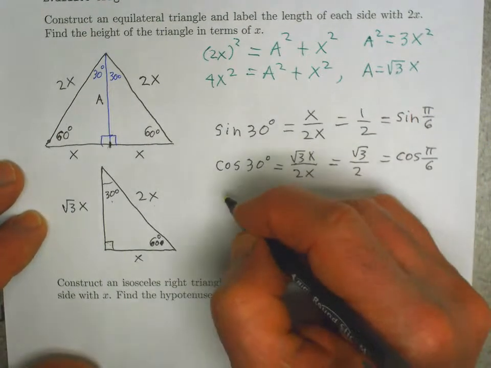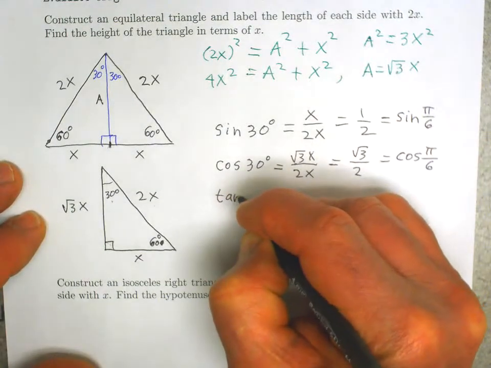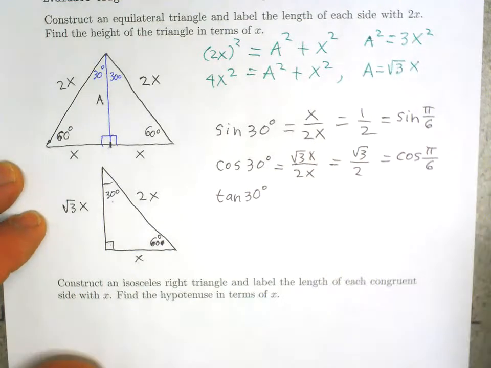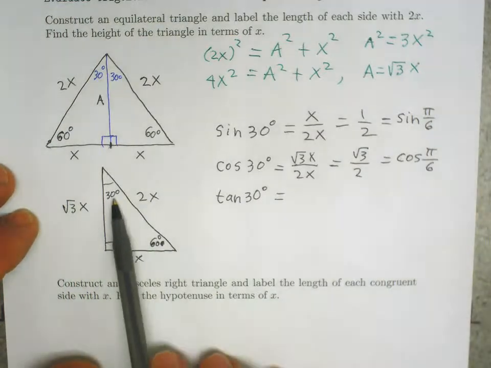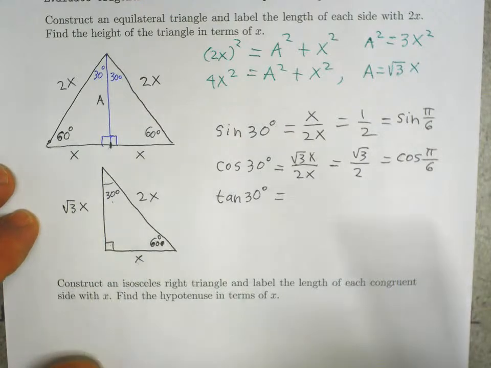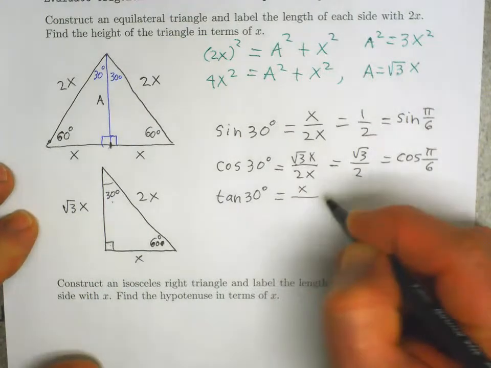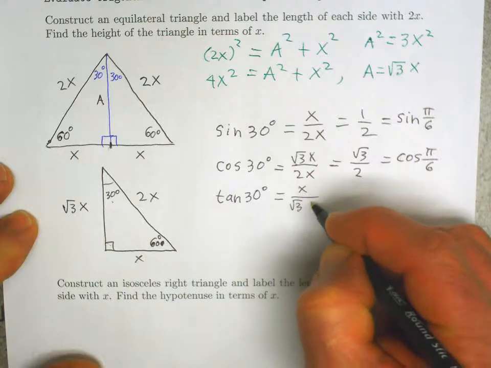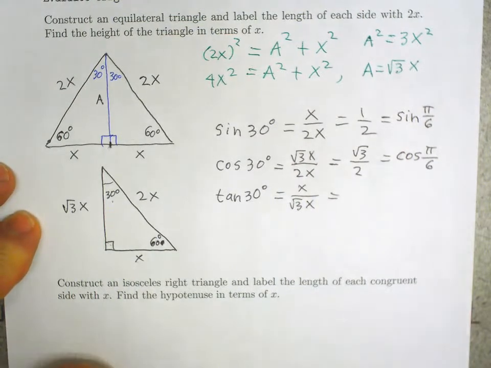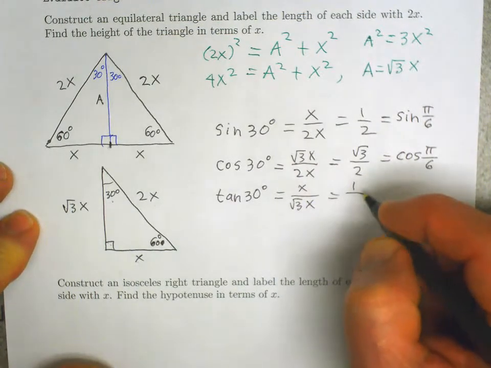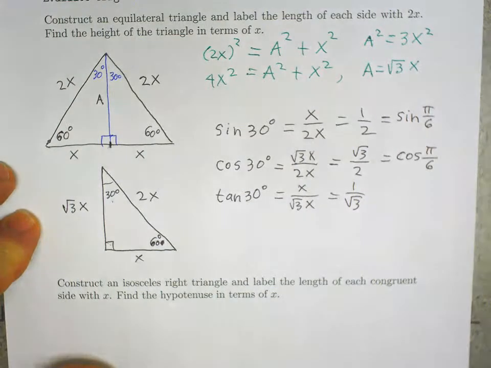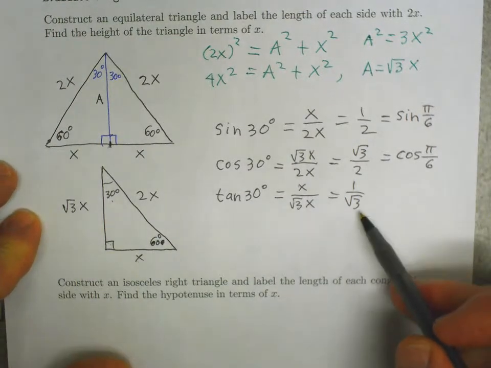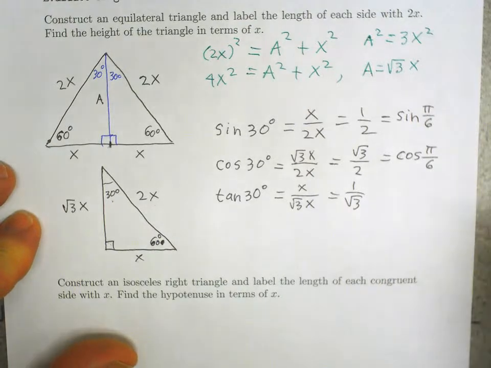Okay, well, what about tangent of 30? So tangent of 30 is opposite over adjacent. So this is x divided by the square root of 3 times x. The x is canceled, so we just get 1 divided by the square root of 3. As far as I'm concerned, 1 divided by the square root of 3 is a perfectly fine number.